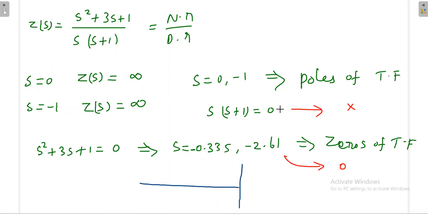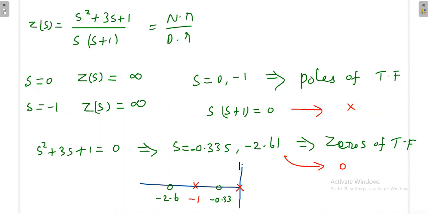In general, for poles we'll use a cross mark, and for zeros we'll use 0. Then the poles will be here: a pole at 0 and one more pole at -1. Then the zero is here at minus 0.33, and one more zero at minus 2.6. So whenever you have an RC network, the poles and zeros will be alternating, and near the origin, poles will be there.